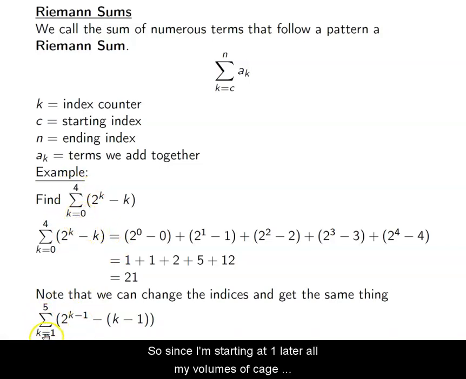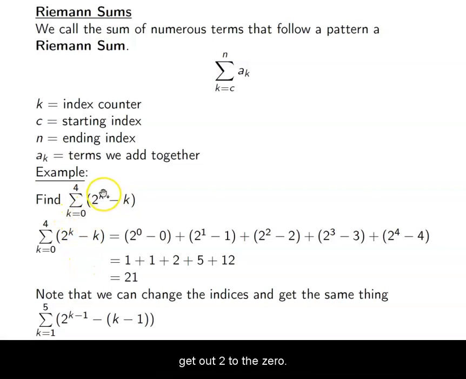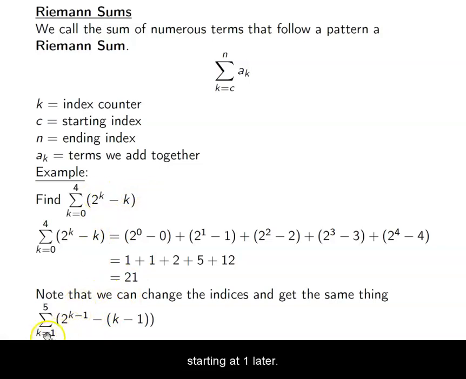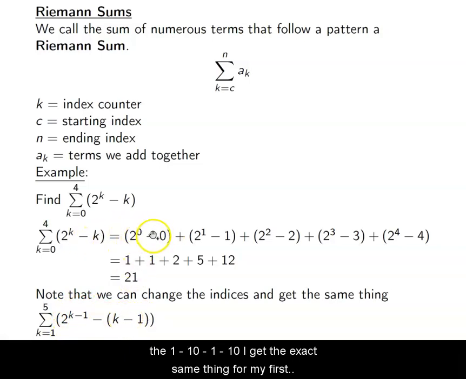Since I'm starting 1 later, all my values of k should be 1 smaller, right? Because here I plug in 0, I get out 2 to the 0 minus 0. So if I take all my k's and subtract 1, since I'm starting 1 later, look what happens when I plug in 1. I get 2 raised to the 1 minus 1, 0, minus 1 minus 1, 0. I get the exact same thing for my first value.